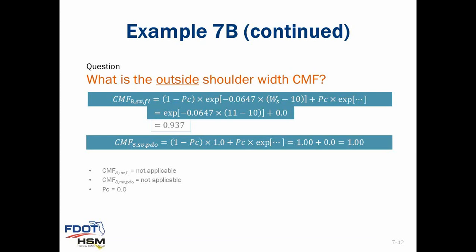We substitute the outside shoulder width of 11 feet in each equation and compute a value of 0.937 for the CMF applicable to single vehicle fatal and injury crashes. And we also compute a value of 1.0 for single vehicle PDO crashes. And you may also recall from slide 38 that the CMF does not apply to multiple vehicle crashes.